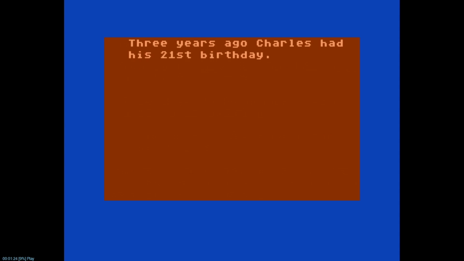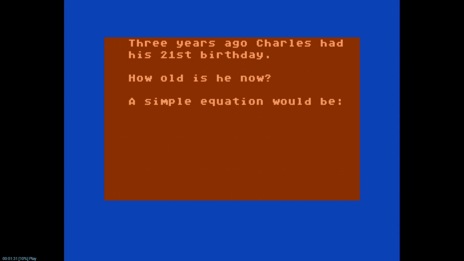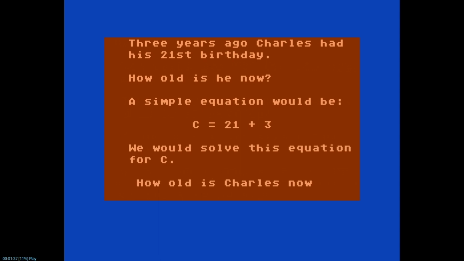Suppose you remember that 3 years ago, Charles had his 21st birthday. How old is he now? A simple equation would be C equals 21 plus 3. And we would easily solve this equation for C. How old is Charles now? Push the button under the answer.